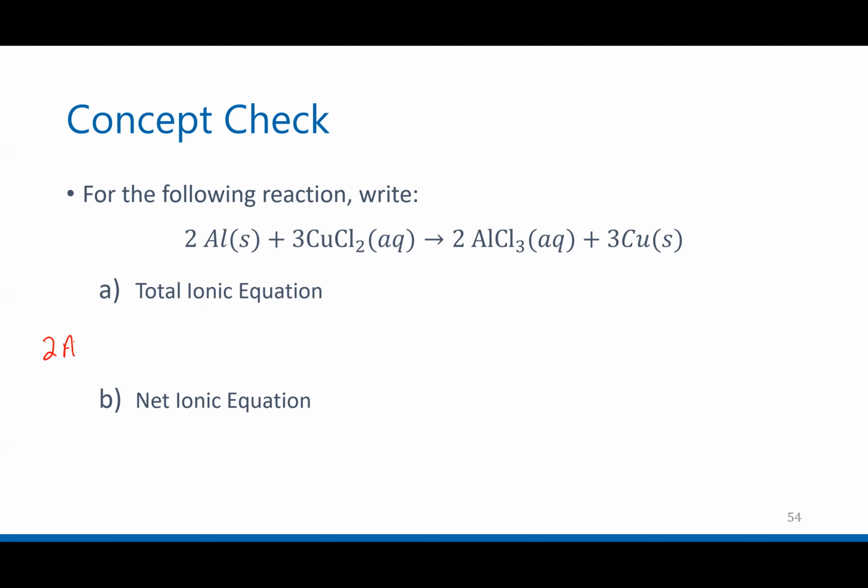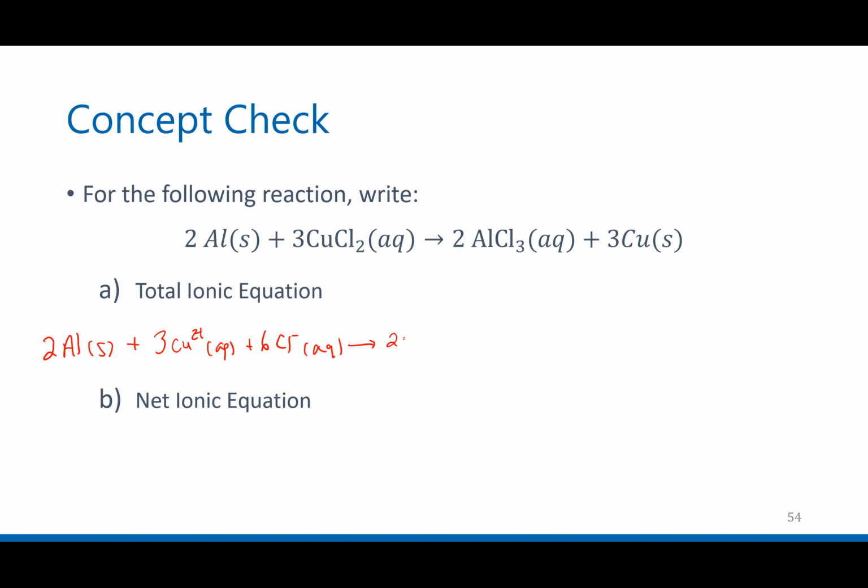So two aluminums, you don't actually need the coefficients here, but I will put them in. So two aluminum solid plus three coppers. Copper would be 2 plus in this case. Plus 6 chlorines. We have 3 ionic compounds, and there's 2 in each. So that's 6.